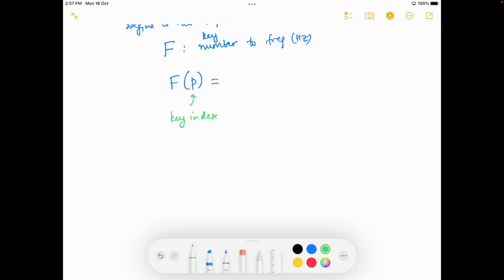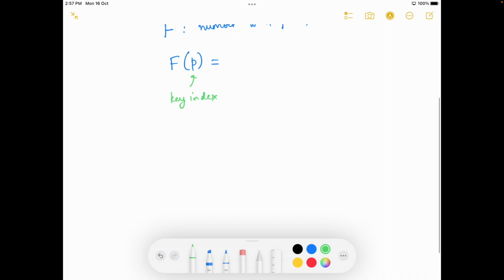2 to the power 1 upon 12, right? Okay, good. So the common ratio is 2 to the power 1 upon 12, which means frequency of this key divided by frequency of the previous key is 2 to the power 1 upon 12. Now what is A in a GP, the first starting initial value? That we have to decide.